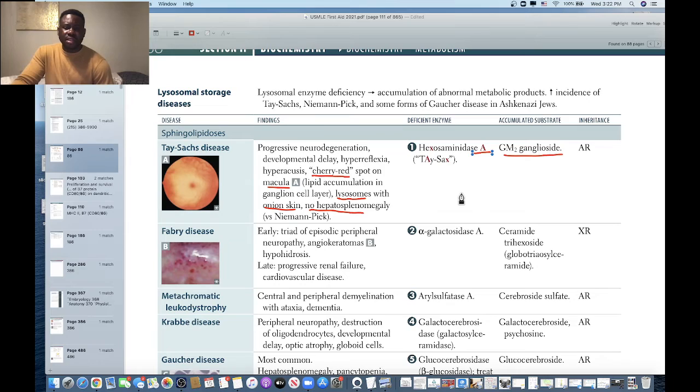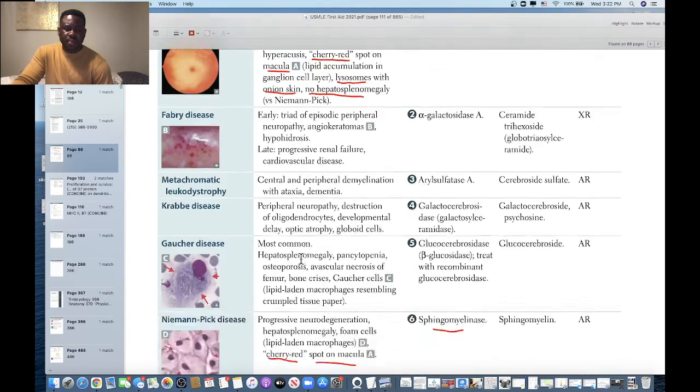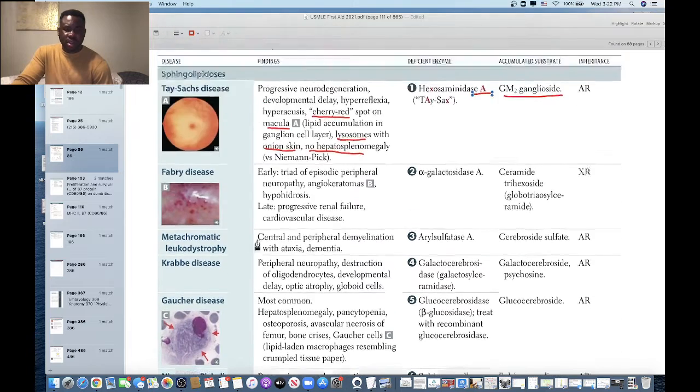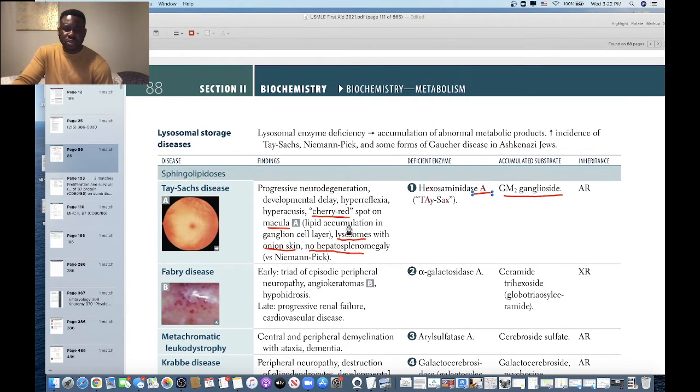Now, how do we differentiate Tay-Sachs from Niemann-Pick? Because it's only the two of them that are similar. They always want you to differentiate both of them. So anytime you see cherry red spot, you are thinking Tay-Sachs or Niemann-Pick. Now, Tay-Sachs has no splenomegaly.